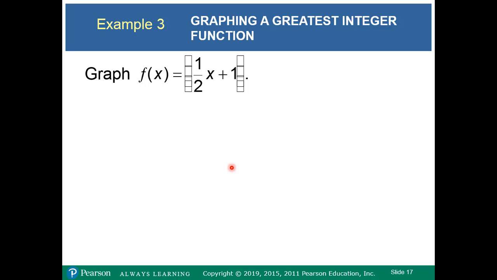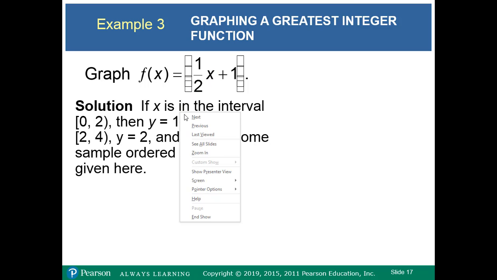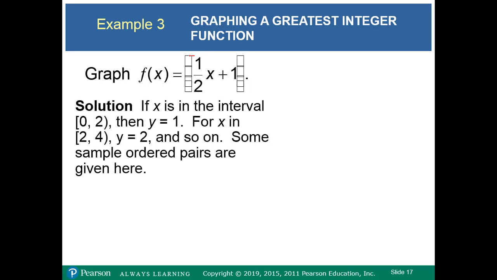So now, what if we look at something like this? I'm assuming these are greatest integer functions here. It says if x is in the interval from 0 to 2, then y equals 1. If we put 0, then what do we get? We get 1.5, which is going to bring down to 1. So let's paint a picture here. This is the greatest integer function.